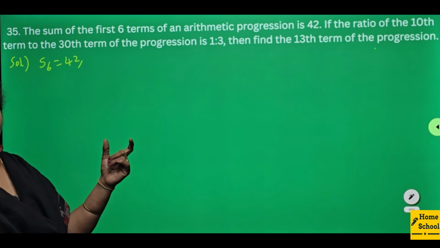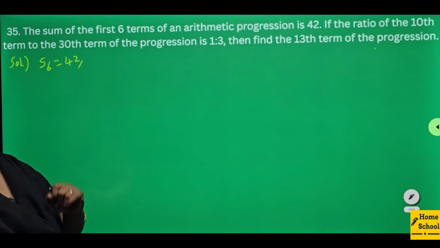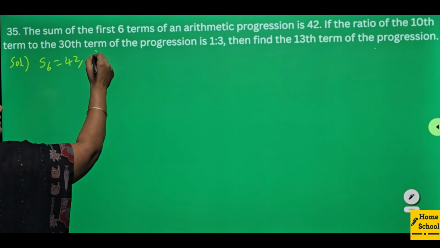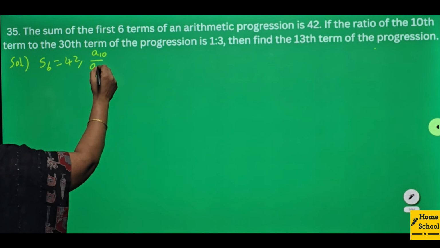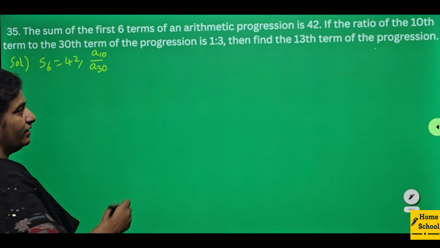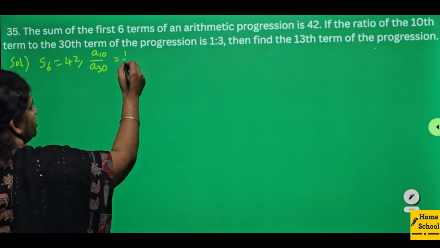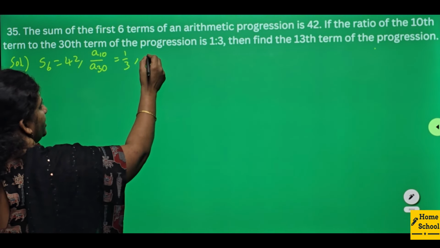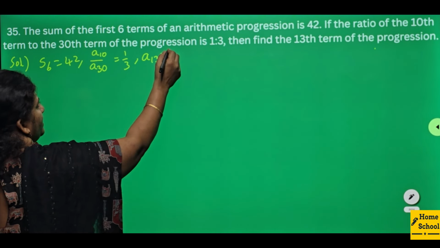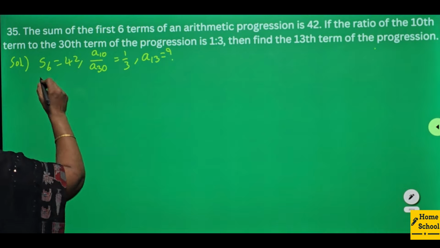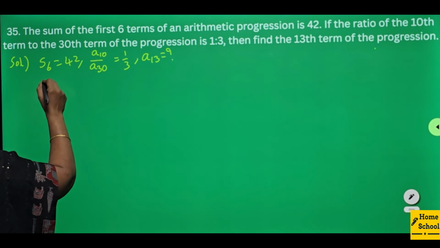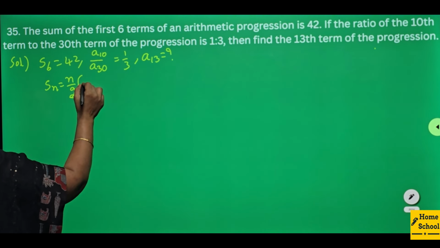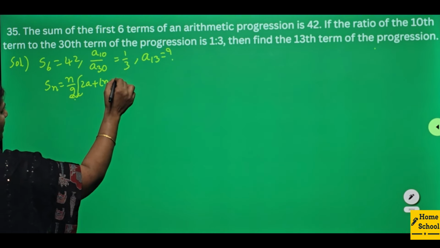And the next point, the ratio of the 10th term to the 30th term, A10 is to A30 is equal to 1:3. And find the 13th term of the progression. 13th term means A13 is equal to question mark. Now let's start solving by taking S6 is 42. We take the Sn formula. Sn is equal to n by 2 into 2a plus n minus 1 into d.